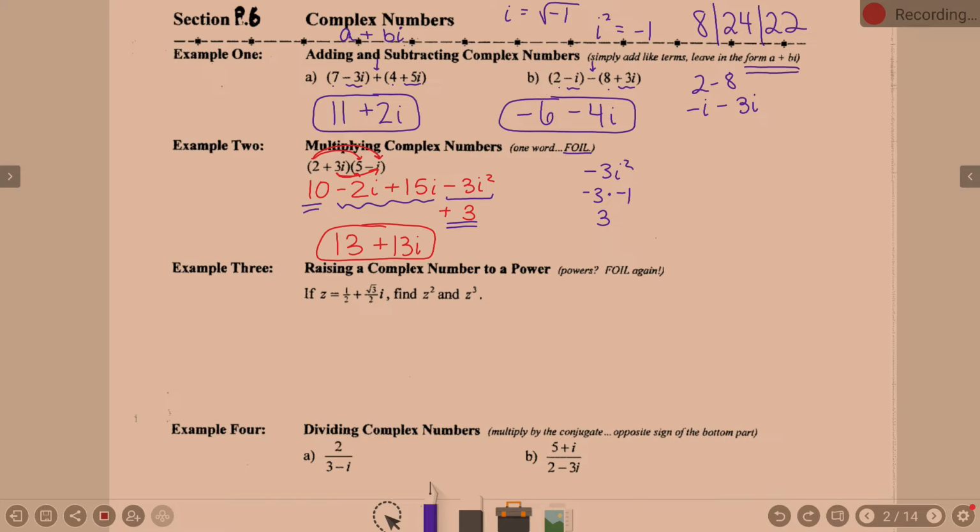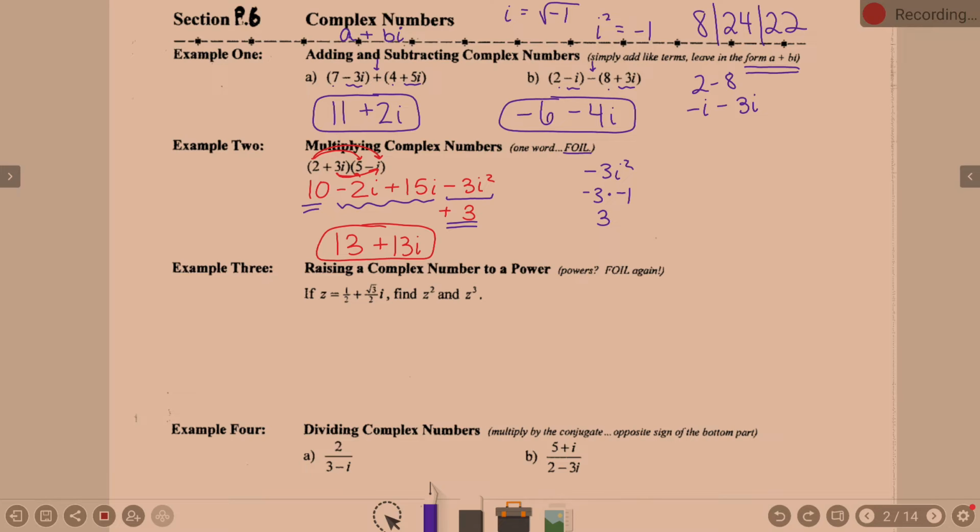Okay, example 3. Raising a complex number to a power. So, we're told z is this lovely complex number 1/2 plus square root of 3 over 2 times i. And we're being asked to find two things. We're being asked to find z squared, and we're being asked to find z cubed.